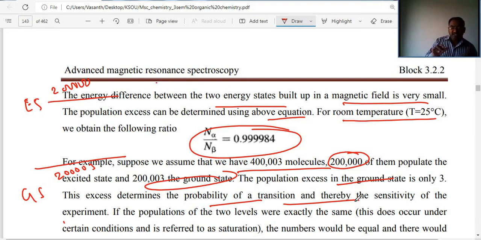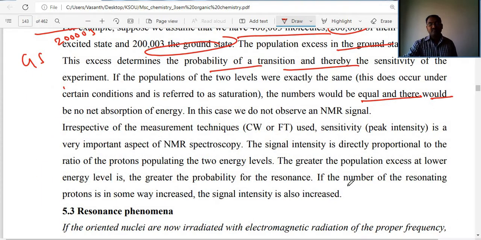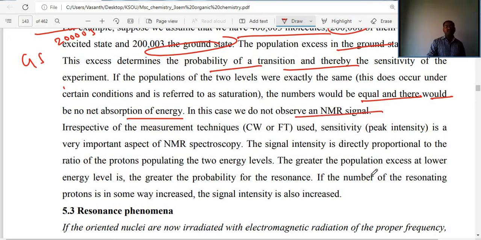If the populations of the two levels were exactly the same, the numbers would be equal and there would be no net absorption of energy. In that case, we do not get an NMR signal. This is irrespective of the measuring technique used. Sensitivity is a very important aspect of NMR spectroscopy.